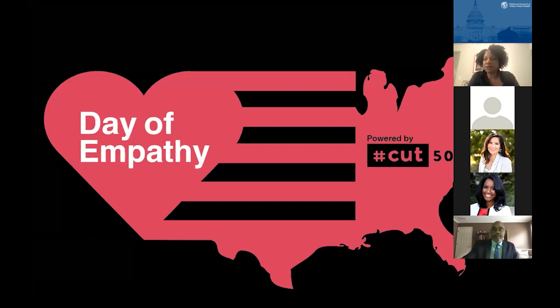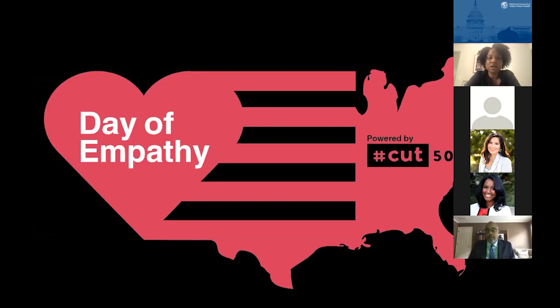My name is Tina Baker. Sorry, I have a dog in the background. Sorry about that. My name is Tina Baker. I am the senior organizer at Cut 50. My job primarily is to manage our field people, our organizers out in the field. But I'll start with a brief introduction of what Cut 50 is before I get into our empathy network.